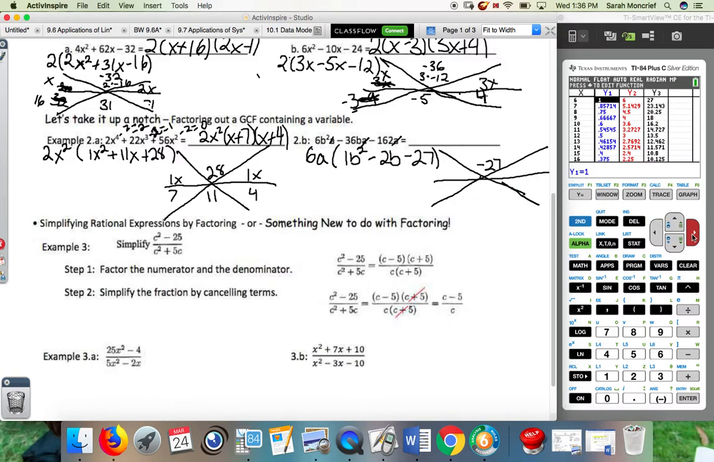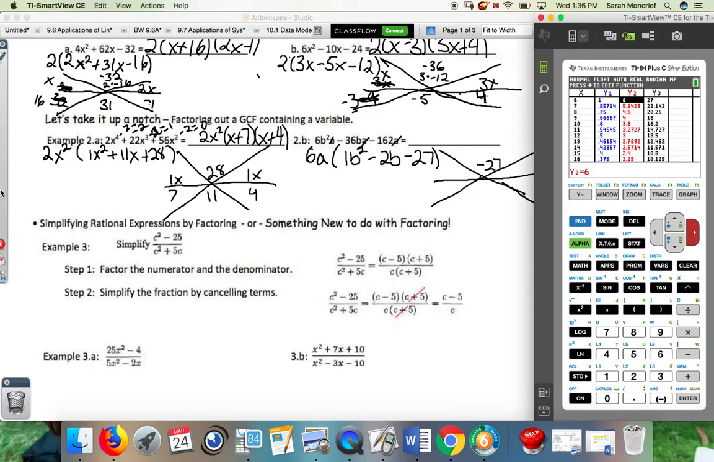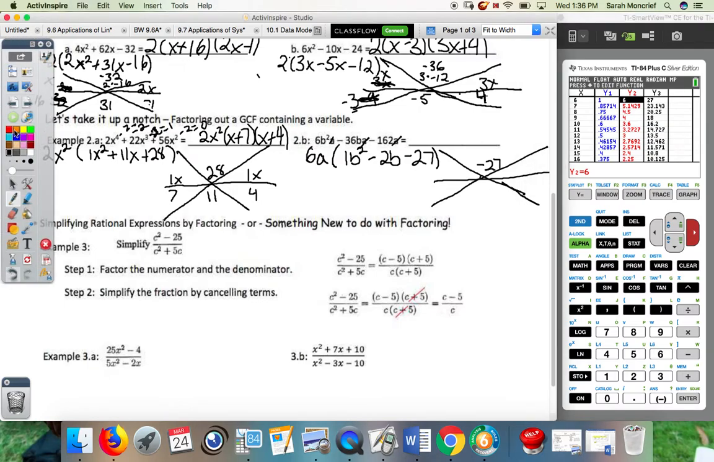Oh, shoot. B is actually supposed to be negative 6. I accidentally put 2 instead of 6. That's my bad. This should be 6. So what goes in the bottom? Negative 6. And then what goes out to the sides? That would be 1x and 1x. So what are two numbers that will multiply to give me negative 27 and add to give me negative 6?